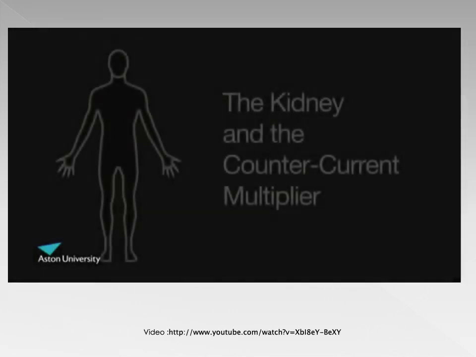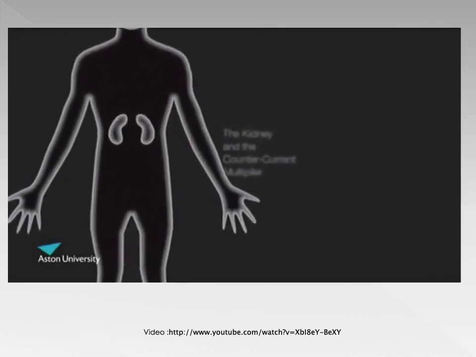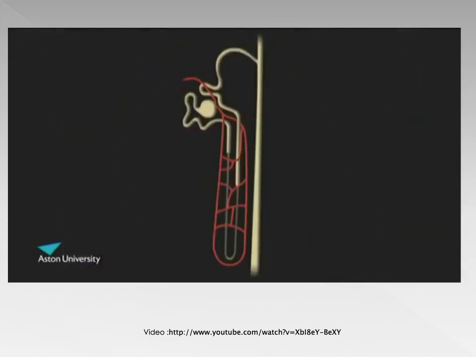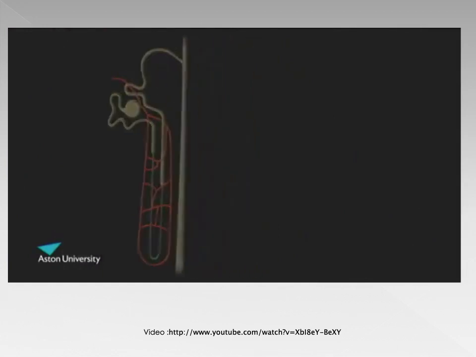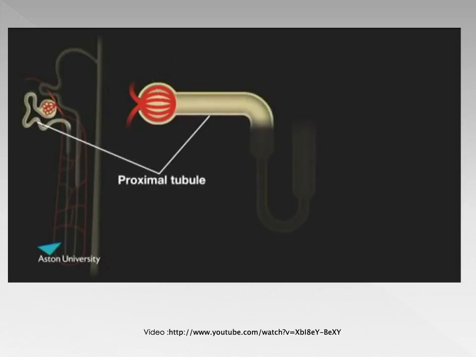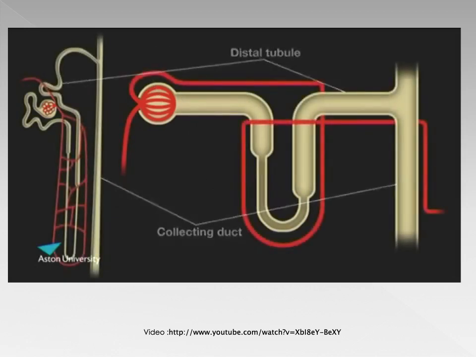So let's take a look at this process. The kidney is the body's filtration system and produces urine in its thousands of nephrons, the kidney's basic unit. Each nephron begins with the Bowman's capsule, wrapped around a capillary ball, the glomerulus, which becomes a tubule that eventually forms the loop of Henle, before collecting into tubules and ducts that empty into the bladder.